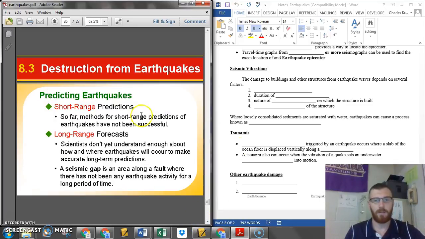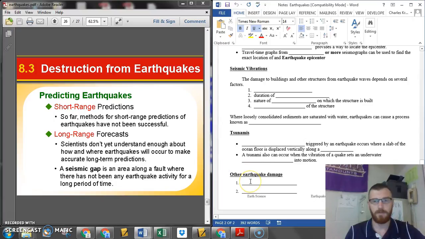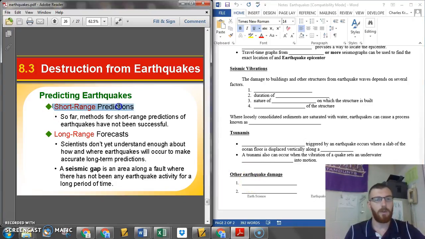And how do we predict earthquakes? Okay, we have short-range predictions, and so far methods for short-range predictions of earthquakes have not generally been very successful. And we have long-range forecasts. Scientists don't understand enough about how and where earthquakes will occur to make long, accurate predictions. We do have those seismograms in place, and those serve as a general early warning system, but it's still random and it's hard to predict.